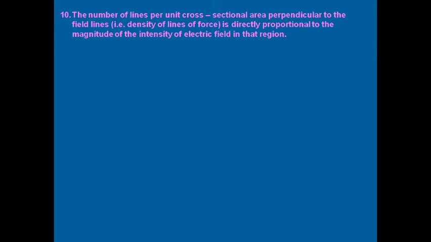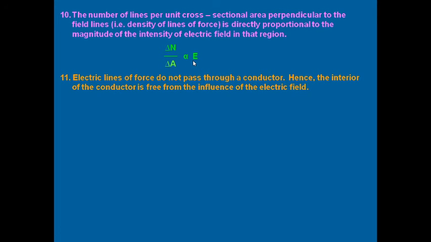There are some other properties. The number of lines per unit cross-sectional area perpendicular to the field lines, that is also called density of lines of force, is directly proportional to the magnitude of intensity of electric field in that region. It means, as in the basic definition of electric field, when we discuss the number of field lines crossing, that is also called electric flux. So field lines crossing per unit cross-sectional area perpendicular is directly proportional to the magnitude of intensity of electric field in that region. So that is dN upon dA, where dN is the number of field lines crossing per unit area, proportional to electric field intensity.